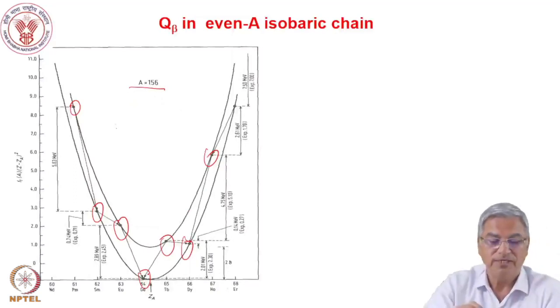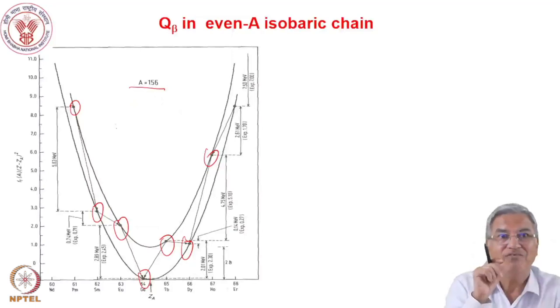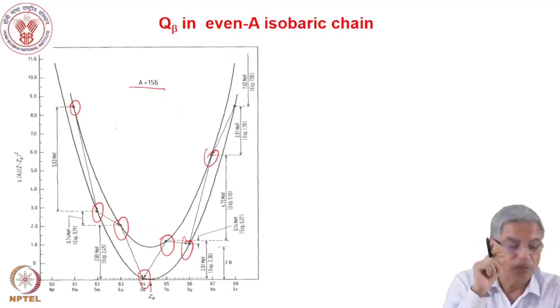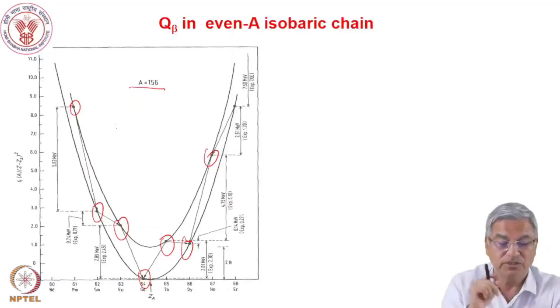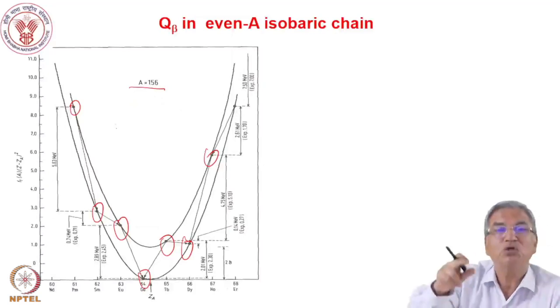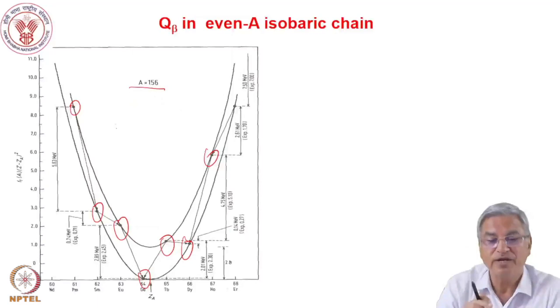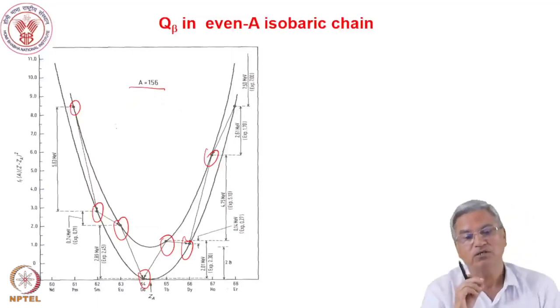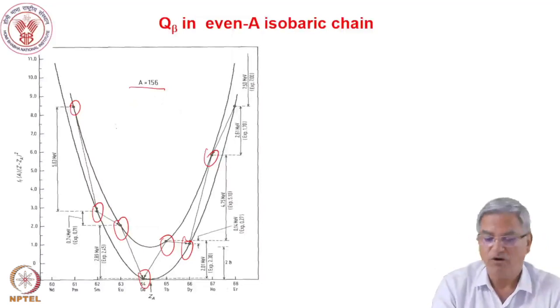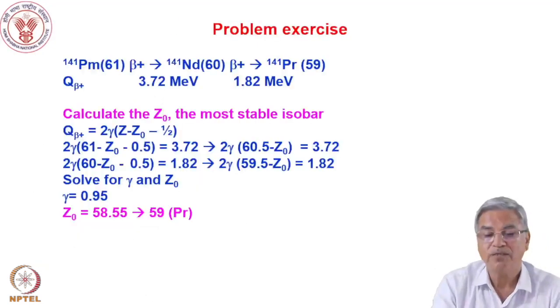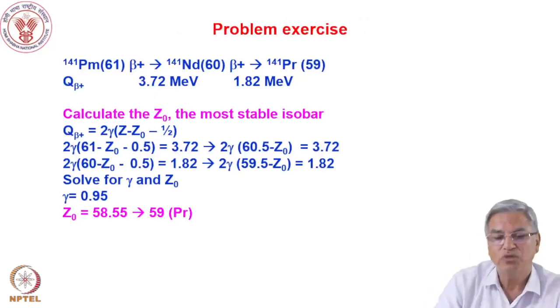So you see here that even an isobaric chain can have more than one stable isobar. This is a corollary of the two parabolas. So there can be more than two stable isobars for an even isobaric chain. So this is the application of the liquid drop model. Just to see again how we can use this, let us look at a problem.